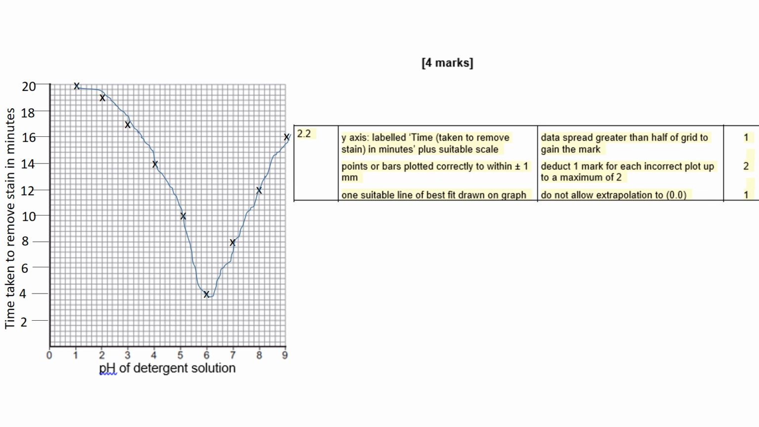Next one, points or bars plotted correctly to within plus or minus 1 millimeter. Now, this should be a line graph like this, so I'm not going to accept bar graphs from this past paper question, because it shouldn't be, especially if it's asking you to do a line of best fit. You wouldn't often have that with the bar graph. So I've plotted my points. Took quite a while to get them into the right place. So you should have something that looks like this in terms of the crosses. If you have got something that's pretty much like that, then that's going to be worth 2 marks.